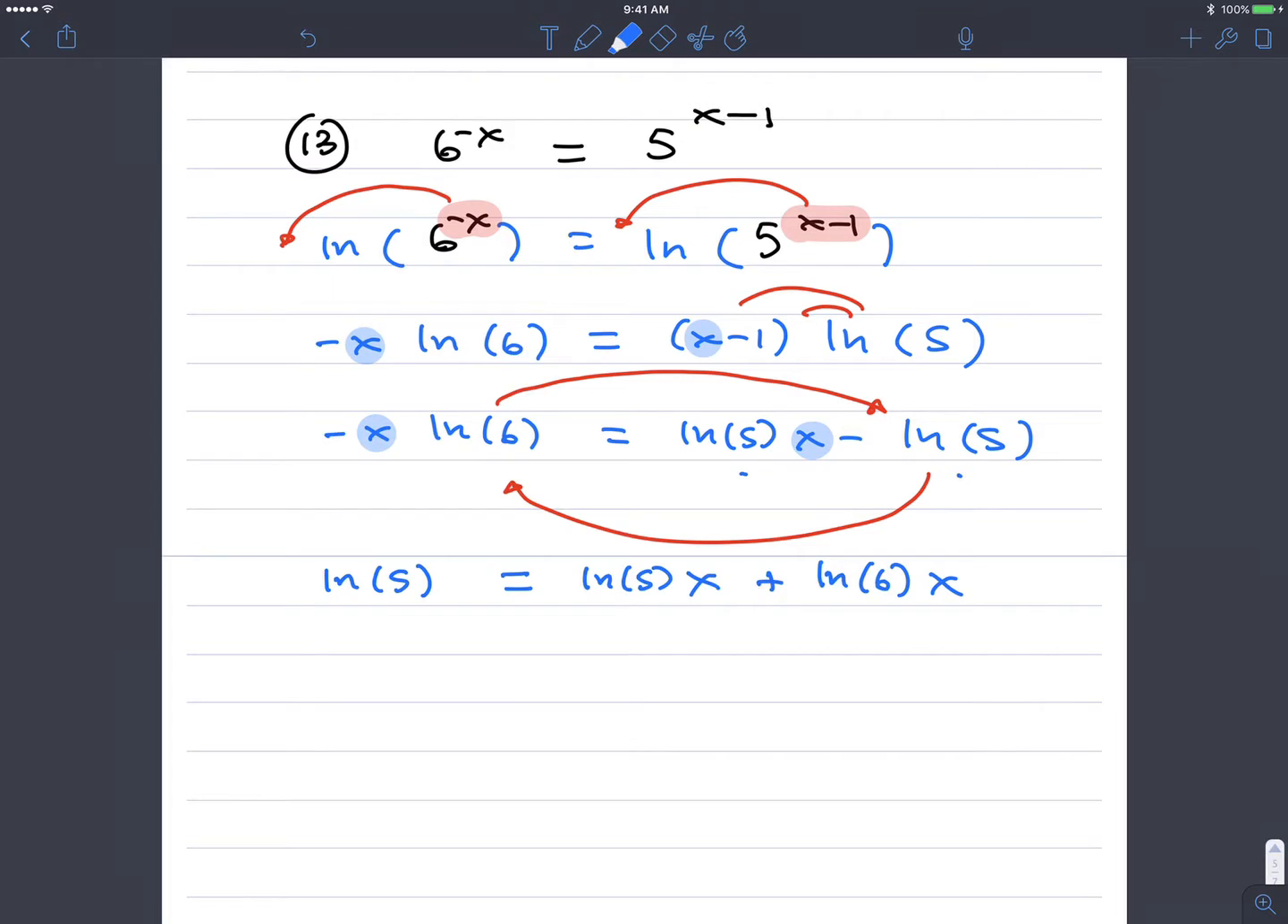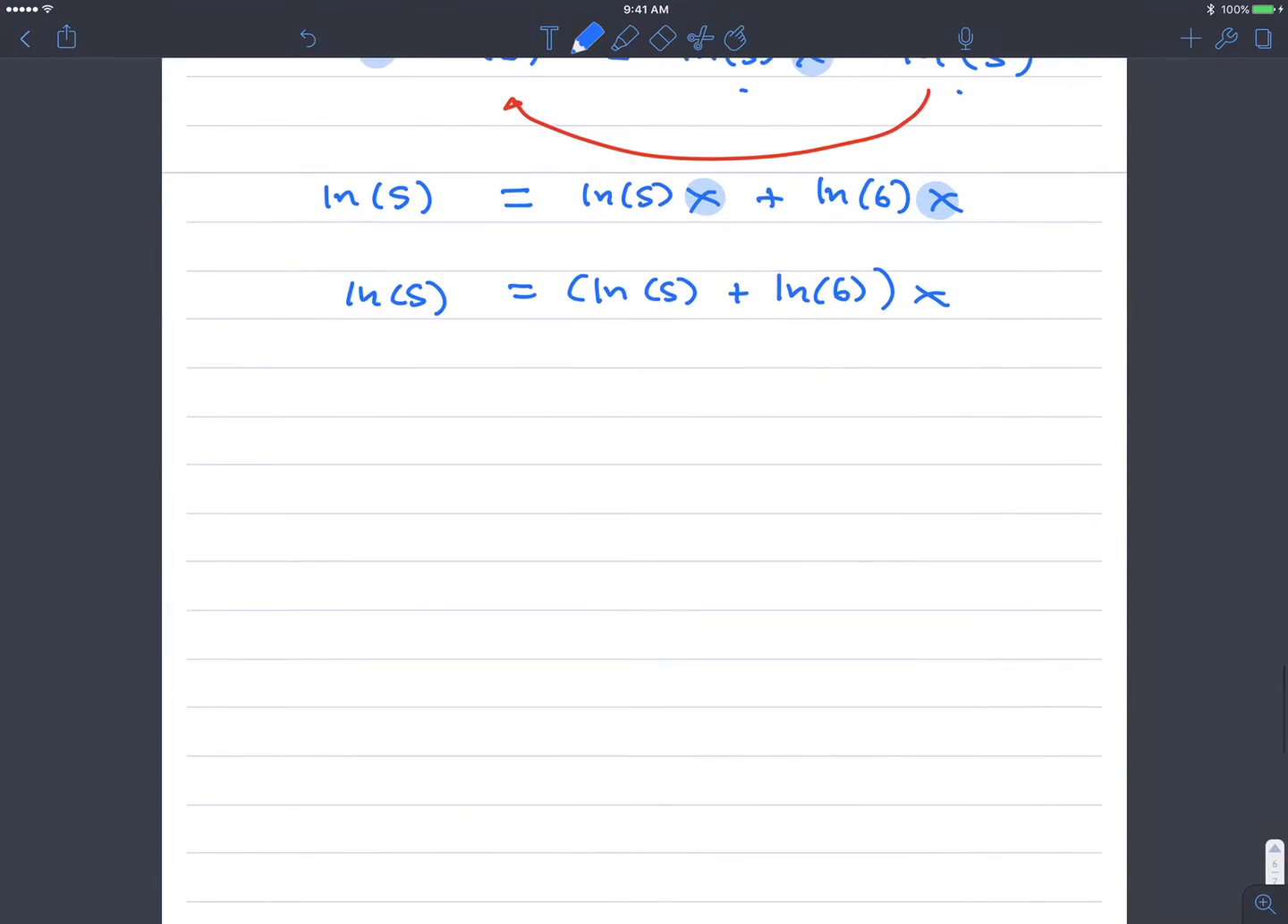And yet, notice again, we get the x on the same side. And what that means is we can factor out the x. And you have natural log of 5 plus natural log of 6 times that x, that's on the right side. You get to divide both sides now by the number natural log 5 plus natural log 6. And we're going to get cancellation here. So on the right hand side we get x.